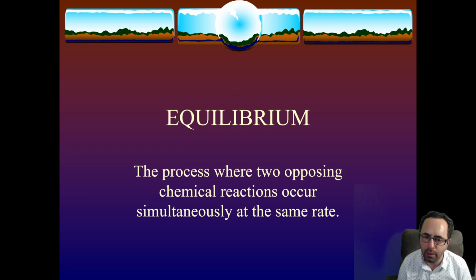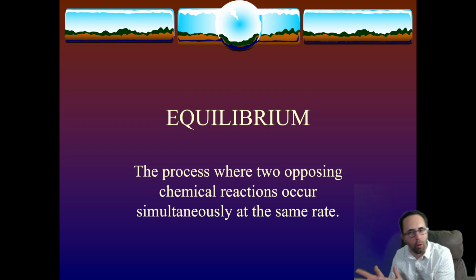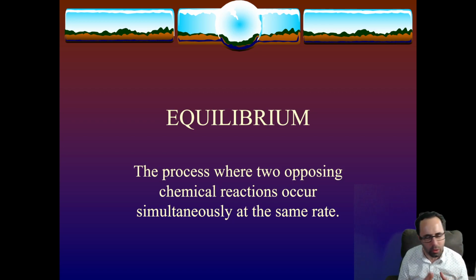This is going to be about chemical equilibrium. Chemical equilibrium is a process where two opposing chemical reactions are occurring simultaneously at the same rate. Up until now, we've been behaving as if reactions can only go in the forward direction, from reactants until all the reactants are used up and they are all turned into products. Real chemical reactions often don't work this way.